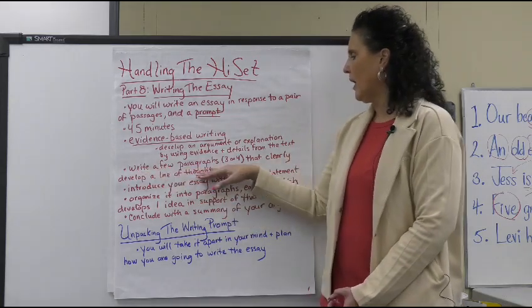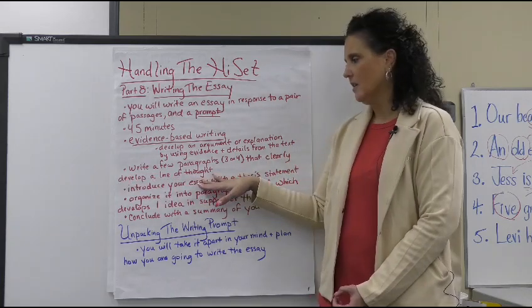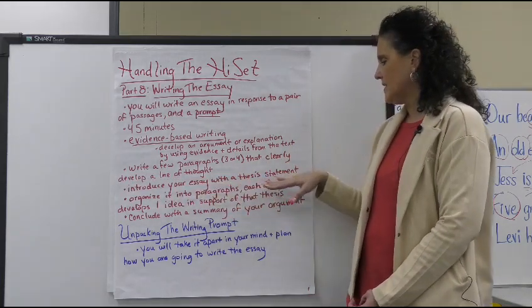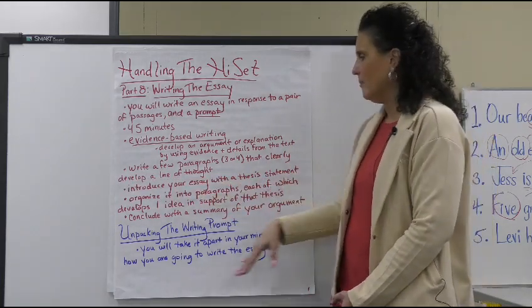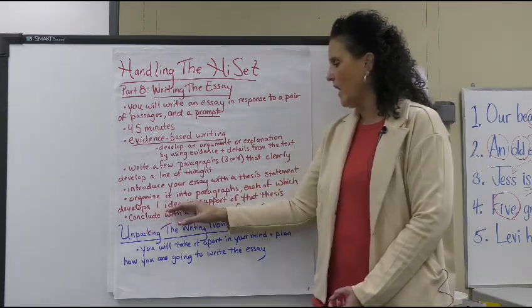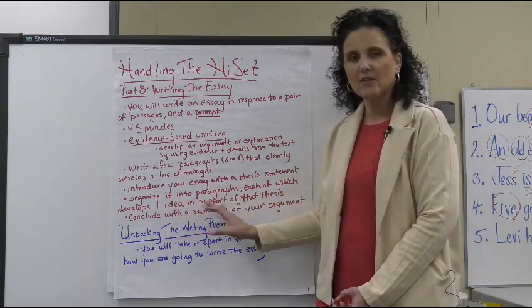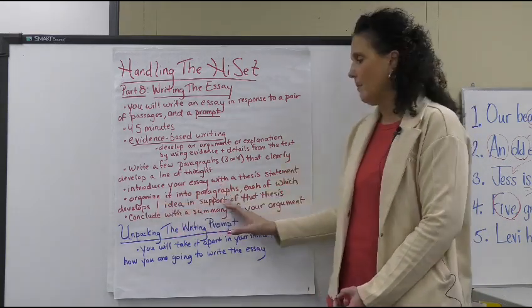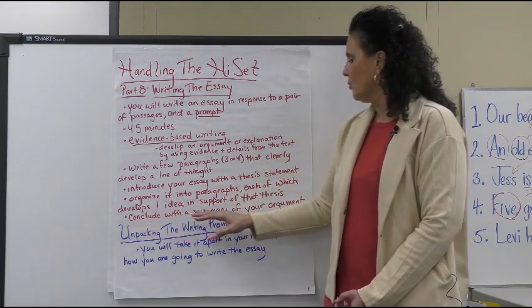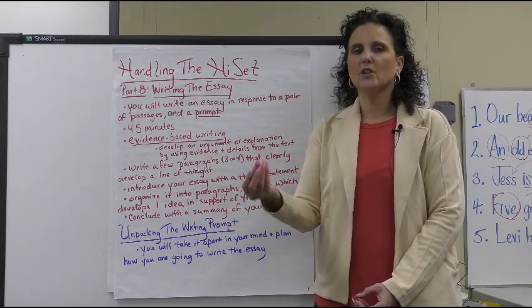You're going to write a few paragraphs, 3 or 4, that clearly develop a line of thought. Introduce your essay with a thesis statement. We're going to talk about that in a minute. Organize it into paragraphs, each of which develops one idea in support of that thesis. And we've talked about paragraphs, we've talked about the main topic sentence, and then conclude with a summary of your argument. So what we're going to do first is look at the prompt.